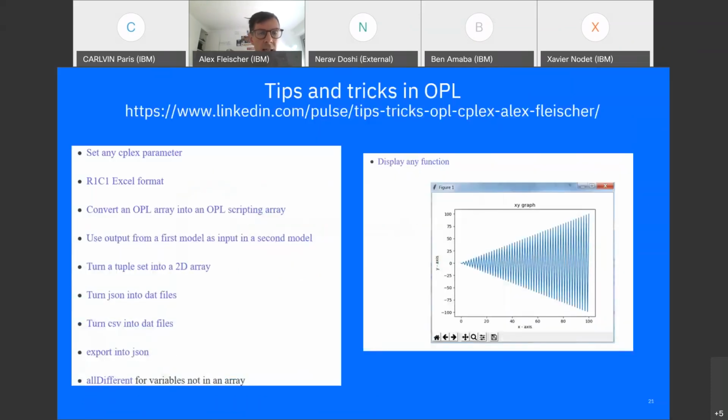And recently, I added my latest post a few months ago, tips and tricks in OPL. So even after all my posts, there were still some questions, and I added that post on top, like how to turn a CSV into a DAT file, how to export the result to a JSON file. So many questions I got here and there, and I gathered them in that post.